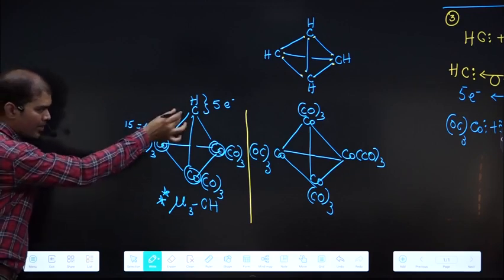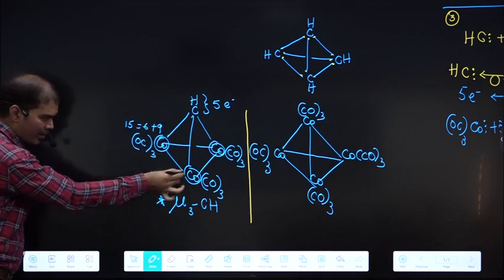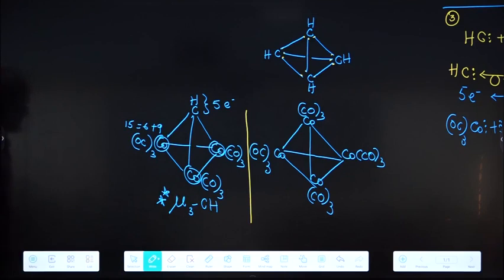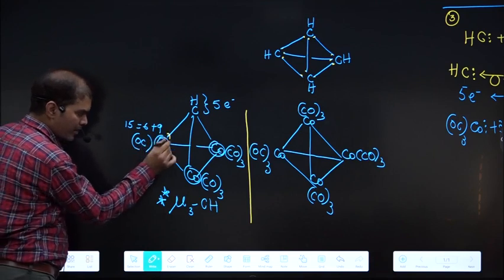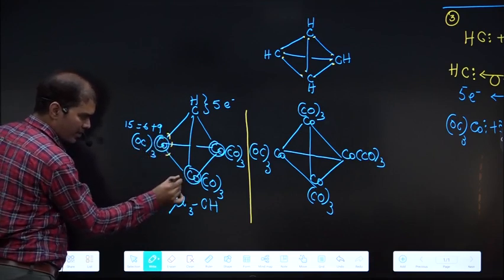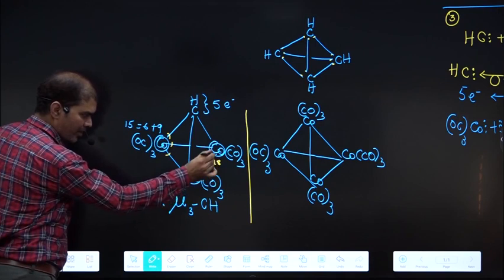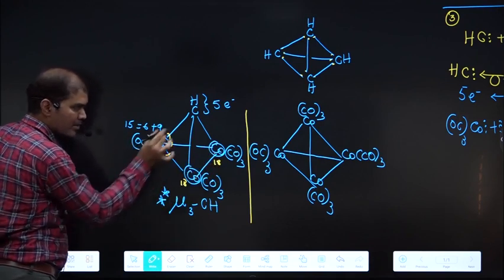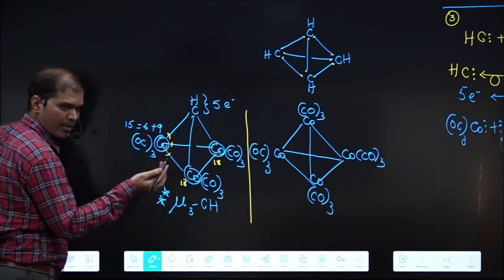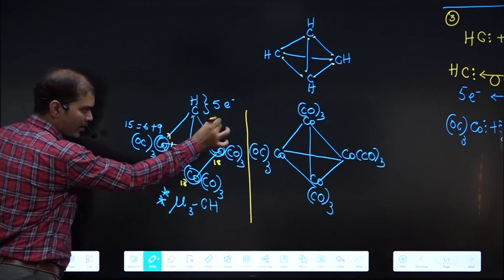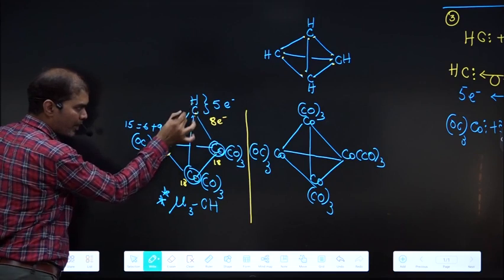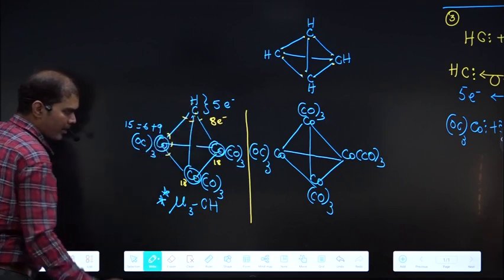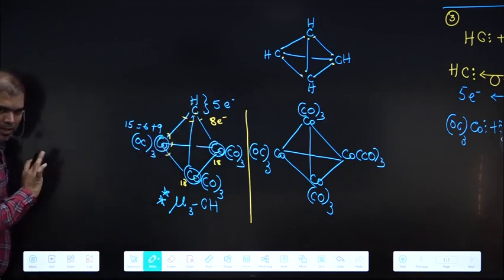Or at least tell me, around each cobalt, is it obeying the 18 electron rule or not? Yes. 9, 15, 16, 17, 18. This is also obeying 18. This is also obeying 18. All these are transition group elements. Carbon is a main group element, so it has to obey the 8 electron rule or octet rule. How many? 4, 5, 6, 7, 8. It means either the 8 or 18 electron rule is being obeyed.